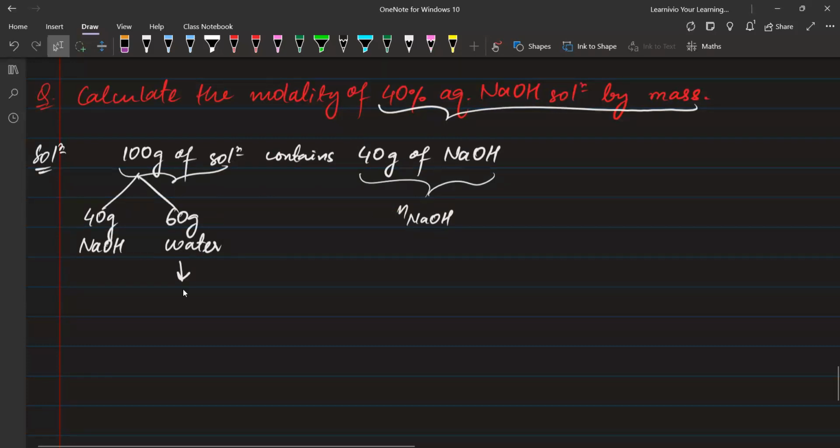Now from 60 gram of water, you can convert this to kg. Yes, sir.